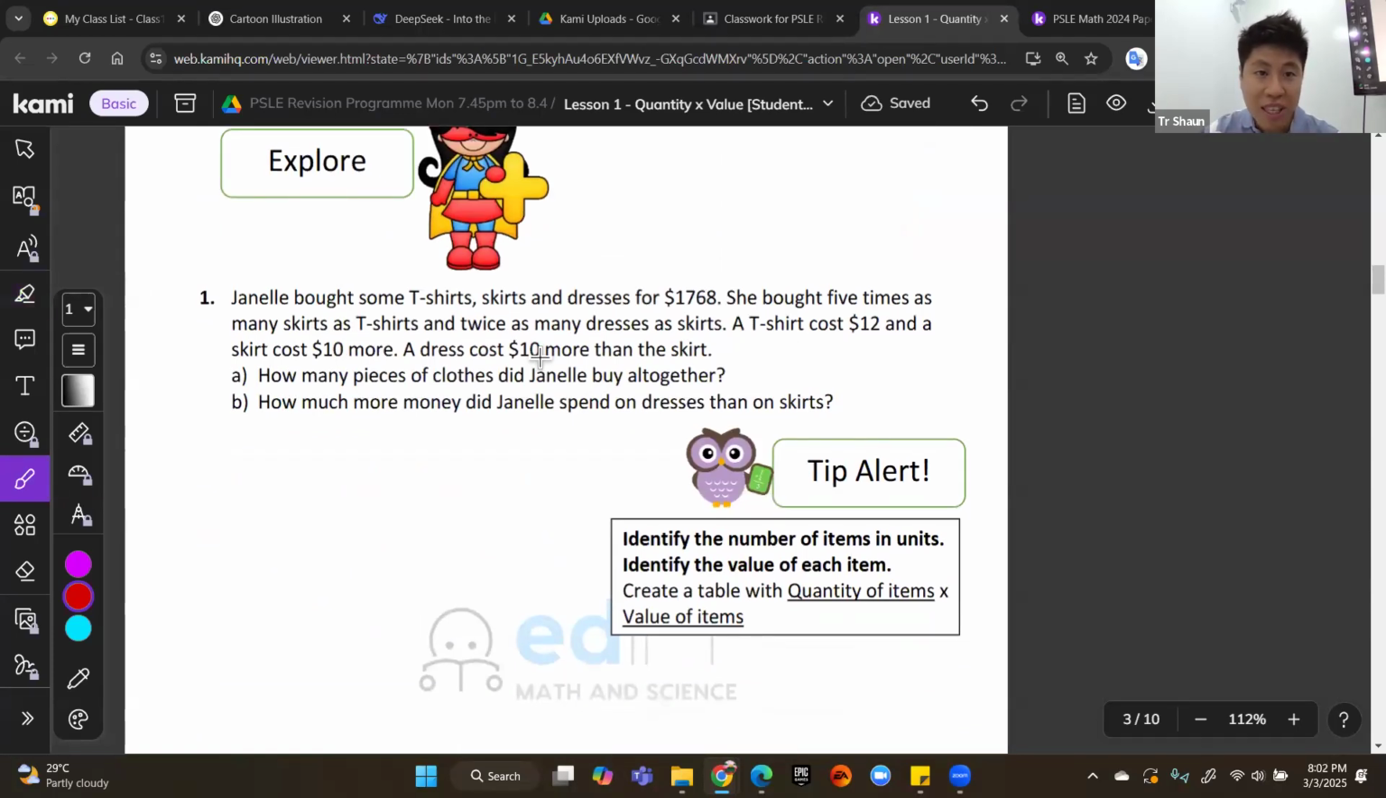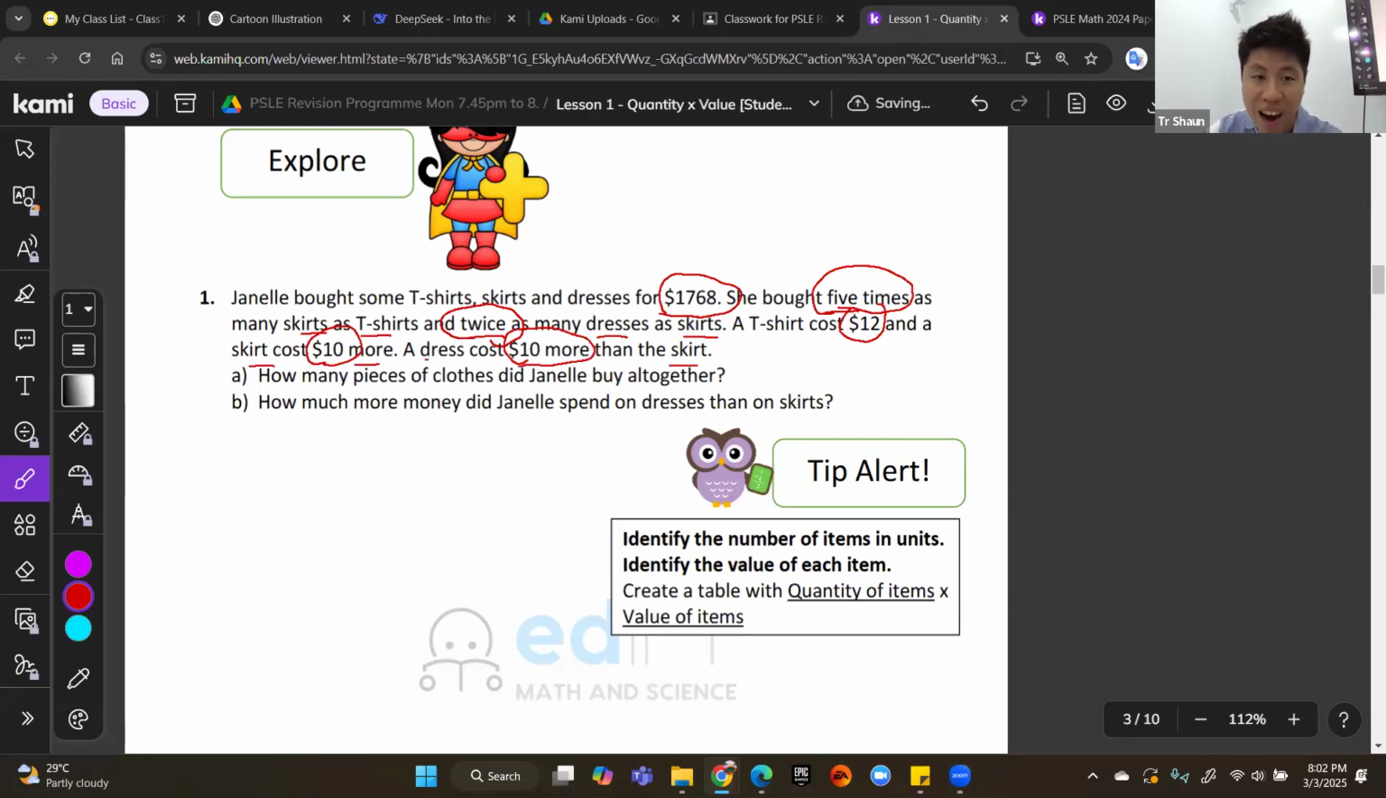All right. Janelle bought some t-shirts, skirts, and dresses for a total of $1,768. She bought 5 times as many skirts as t-shirts, and twice as many dresses as skirts. I want to circle 5 times because that is a number that I'm interested in, and I will circle twice because that's the number that I will need. There are also other numbers. A t-shirt costs $12. A skirt costs $10 more, and a dress costs $10 more than the skirt.